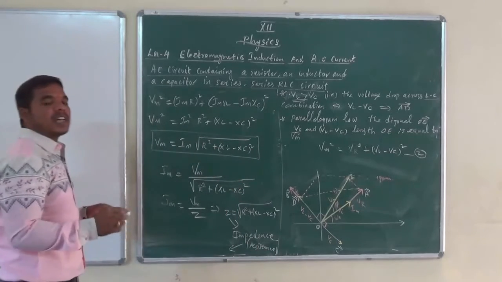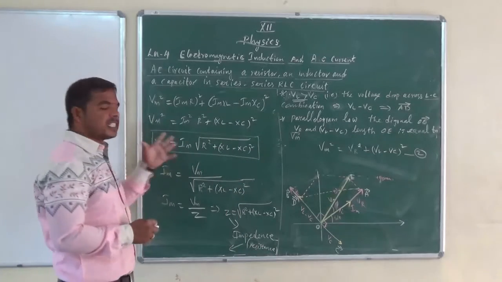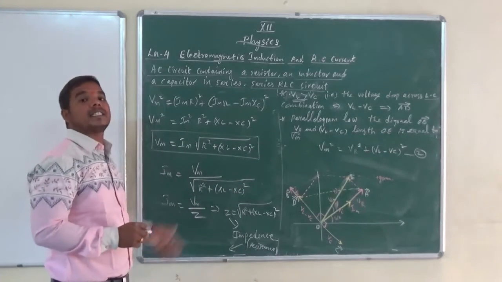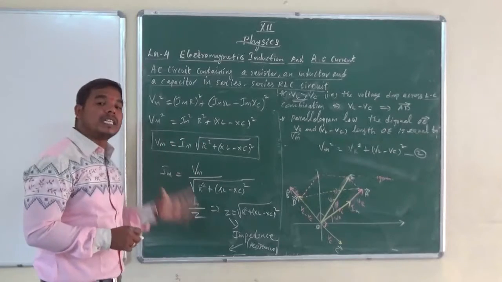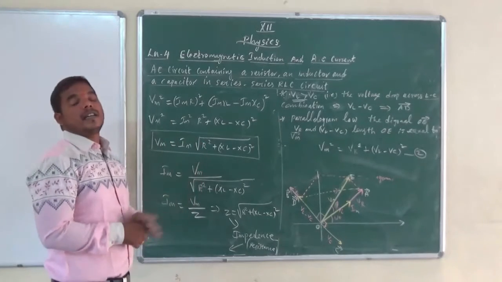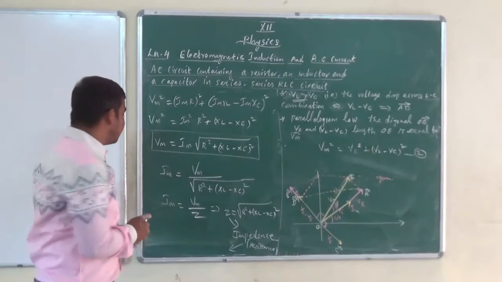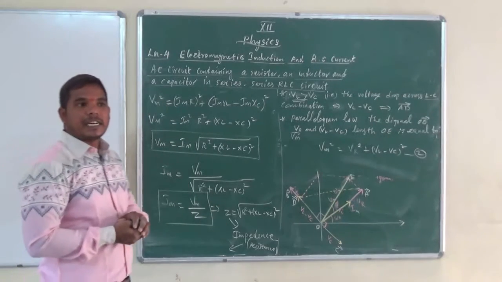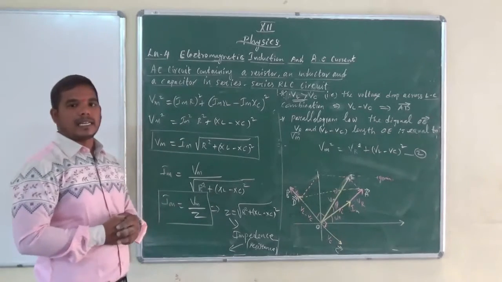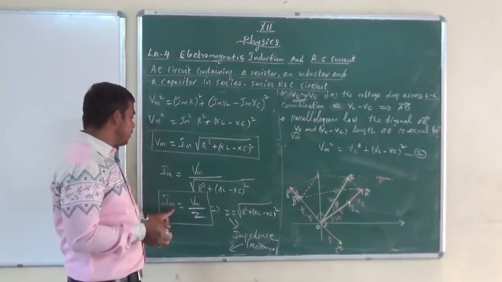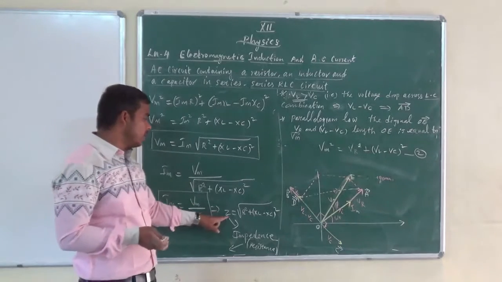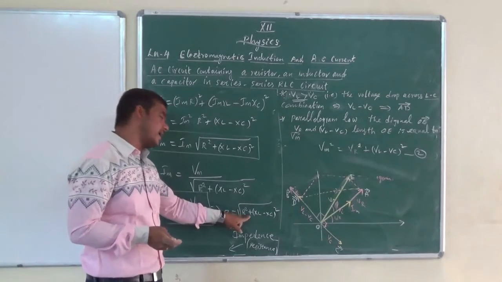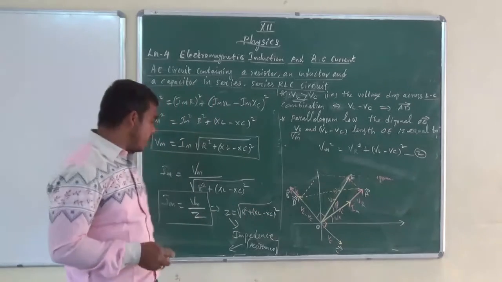The impedance is offered by the resistor of resistance, inductor of inductance, capacitor of capacitance. All three components offer impedance. This impedance is a very important factor that determines the instantaneous value of current flow through the circuit. So Im equal to Vm by Z, where Z equals root of R square plus (XL minus XC) whole square.